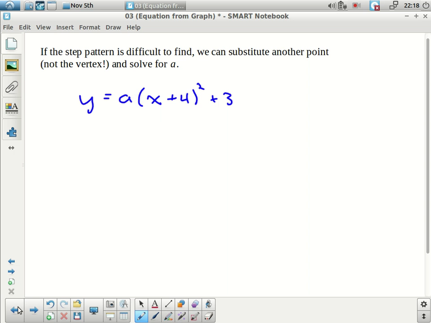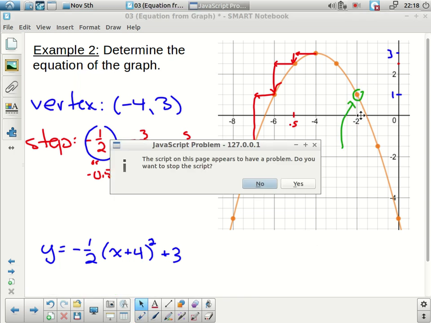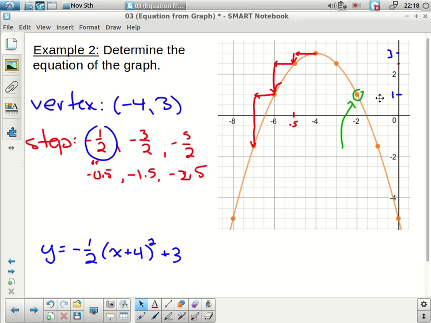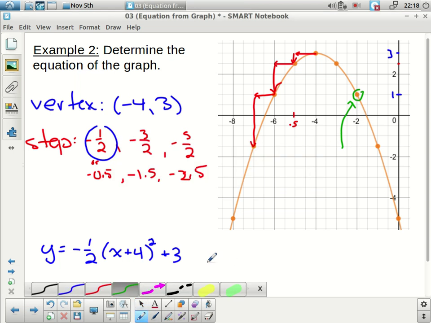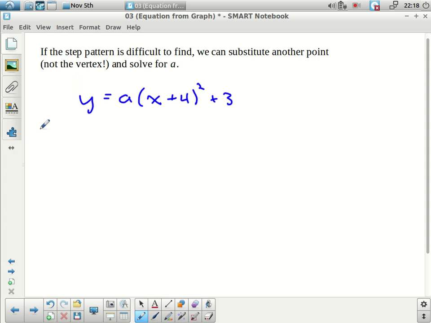So what I do instead is I go back to my graph, and I'm going to pick some other point on the graph that's nice to read. So maybe say like this one right here. Okay, this point has coordinates (-2, 1). Okay, so I'm going to use this point. So we're going to substitute -2 and 1 into the equation.